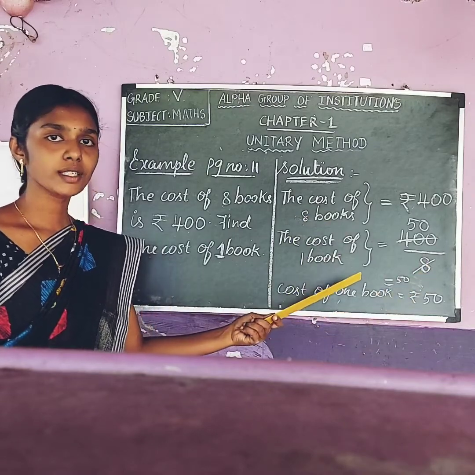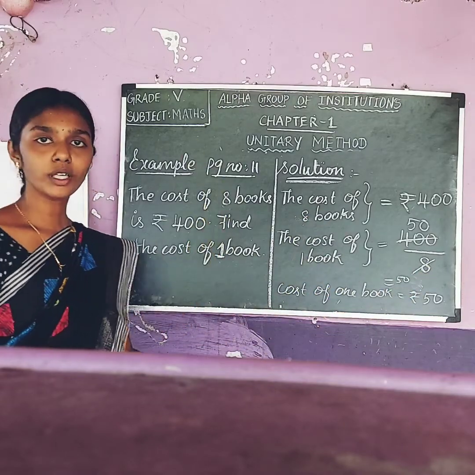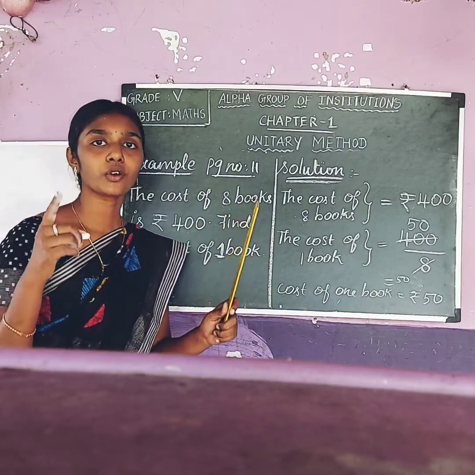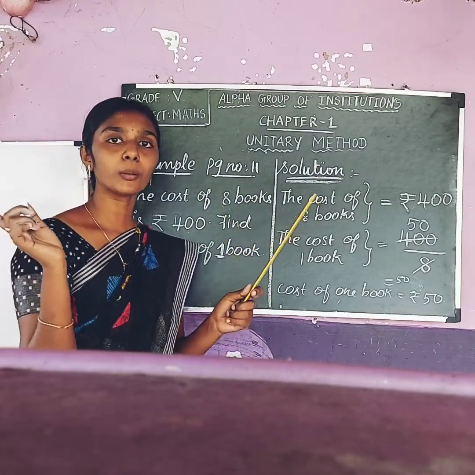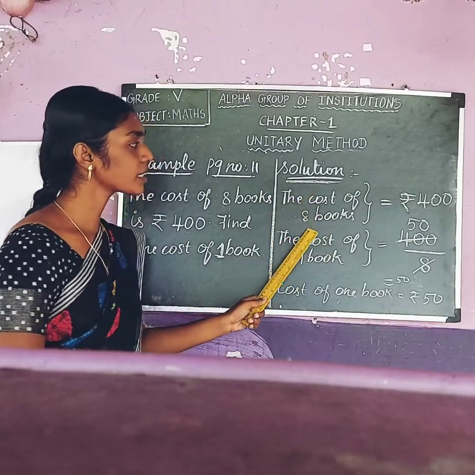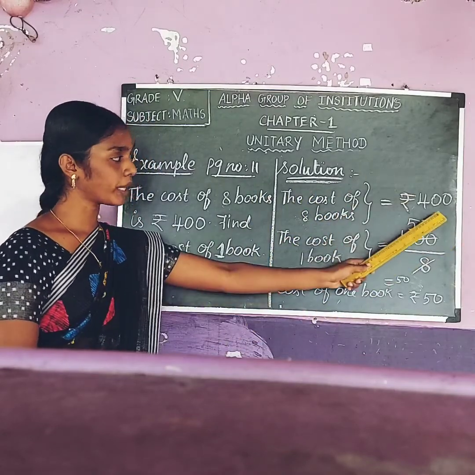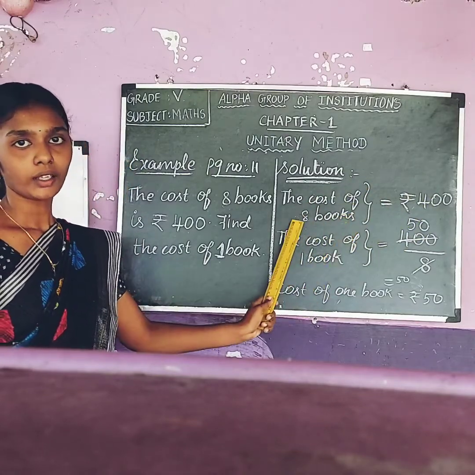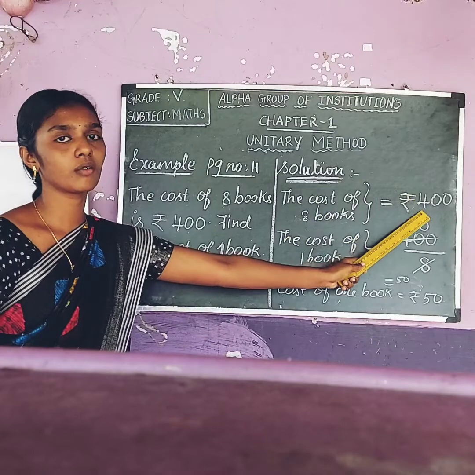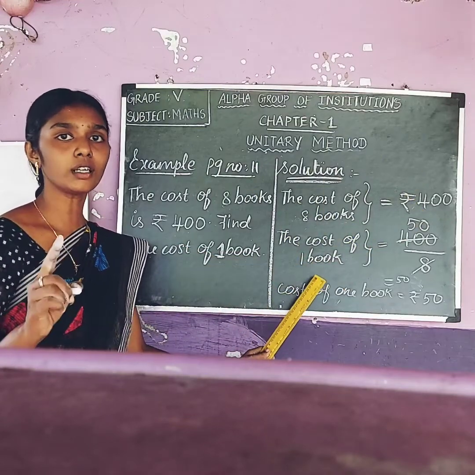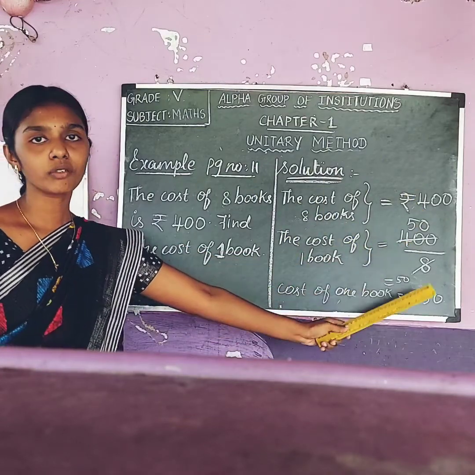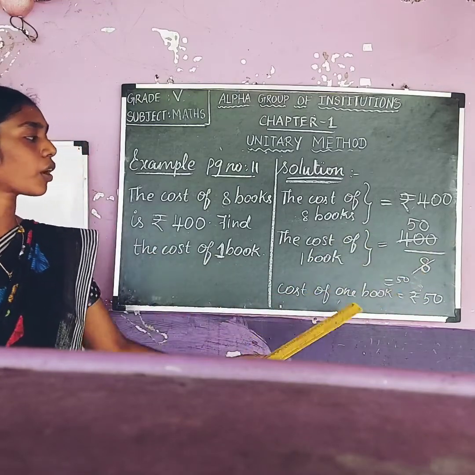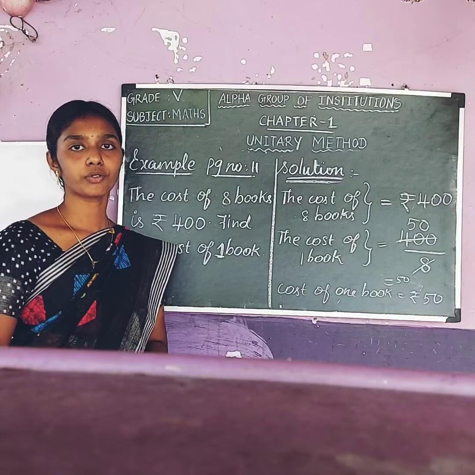In the previous sum, they gave the unit value. Unit value is the cost of one chair, and we needed to find the cost of 6 chairs, so we multiplied those two numbers. But in this case, they are given the value for many things, that is many books. See, many units, 8. So the price of many units is given and we want to find the single unit value, so we divide. 400 divided by 8 gives us 50. So the cost of one book is rupees 50.